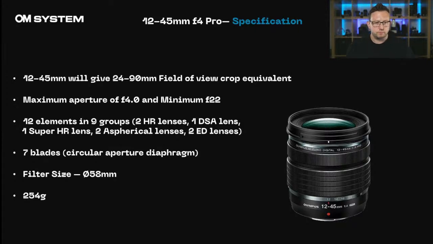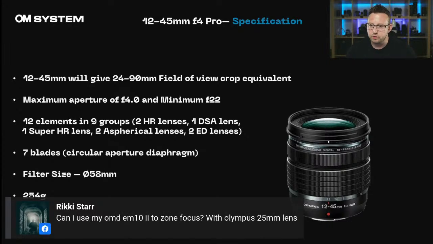Let's have a quick look. There's a question here from Ricky. It's not related to what we've just looked at in this particular screen. Ricky Starr has asked here, let's just pop it up on the screen: can I use my OMD EM10-2 to zone focus with the Olympus 25mm lens? Yeah, of course. So zone focus in particular is when we manually focus the lens or pre-focus with a single autofocus action on a point in time and space.